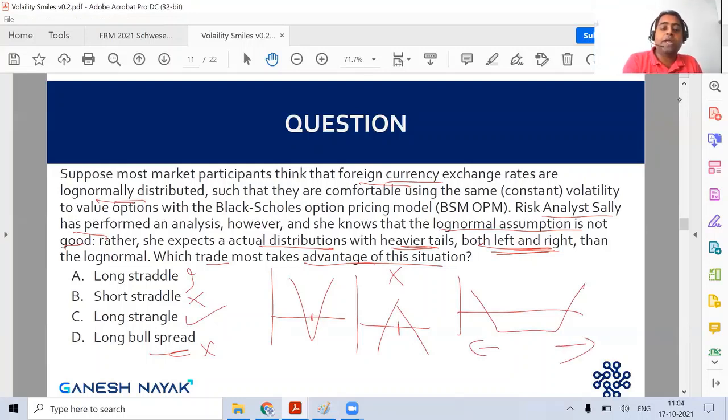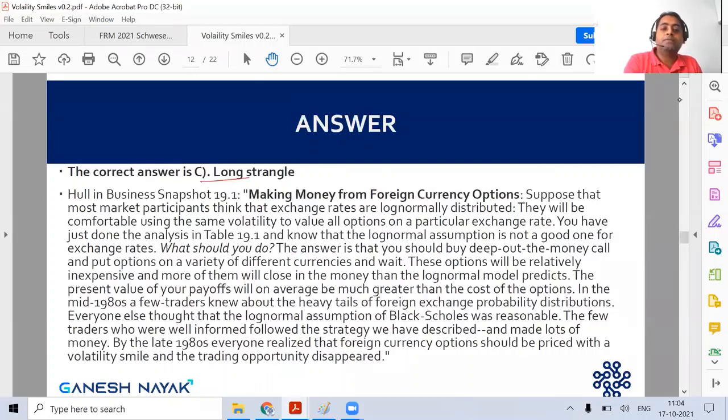That is what should ideally be in a situation where your left and the right tail are heavier than your middle part. So your answer, they have given the discussion and all, you guys can read it at a later part, but the basic intuition should be very clear. The long straddle part. Okay. I'm moving towards the next question.